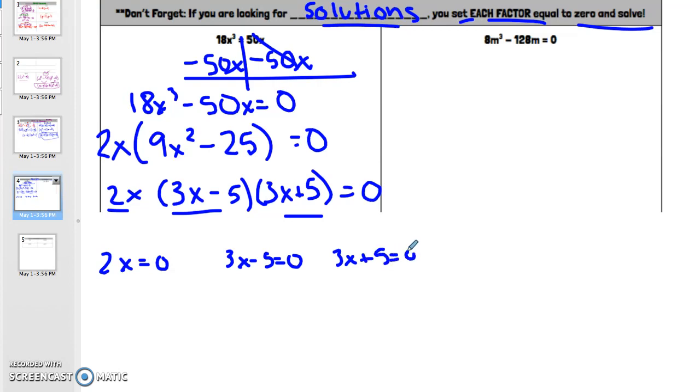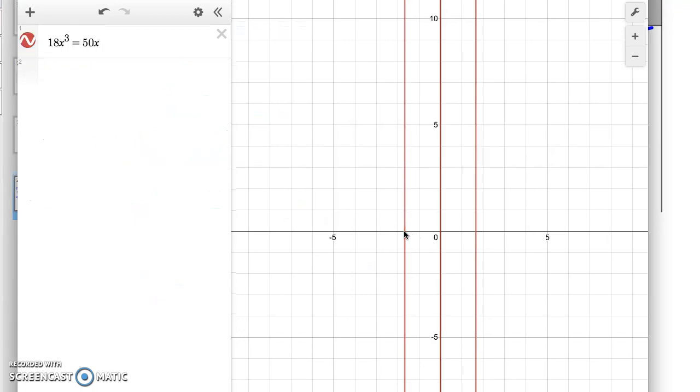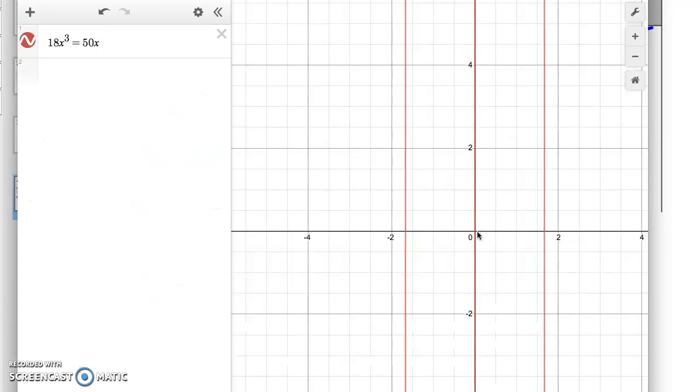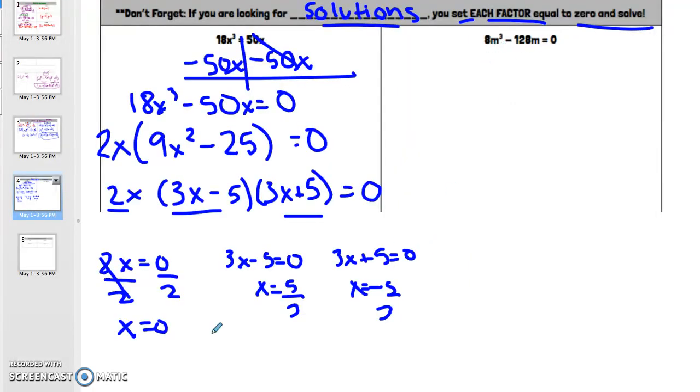Once we solve these, we're going to find out that x equals 0 and x equals 5/3 and x equals negative 5/3. There are 3 solutions here. If you were to check this on Desmos, you will find there are 3 x-intercepts, 3 solutions. So we're good. I'm now going to have you pause this and try this one here.